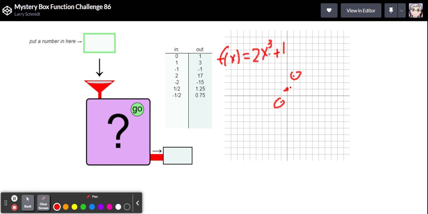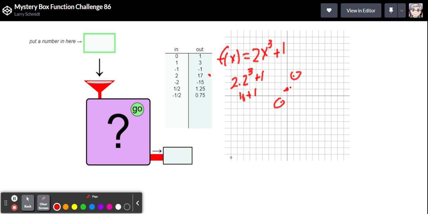If I put in 1 here, 1 cubed is 1, times 2 is 2, plus 1 is 3. And that's what we're getting here, the point 1, 3. Does that work with this point 2? So if I put in 2, I would get 2 times 2 cubed plus 1. Well, 2 cubed is 8. Times 2 is 16, plus 1 is 17. Aha, so that works out too.